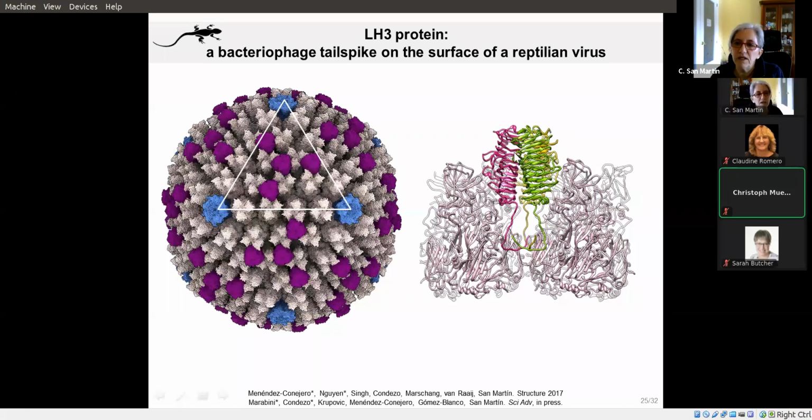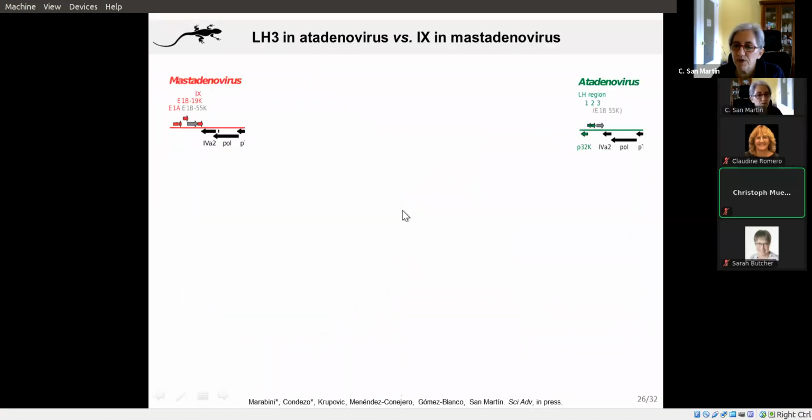And let me remind you that LH3 is substituting for protein 9, and it is occupying the same sites in the capsid where the protein 9 triskelion is found in the human and other mammalian adenoviruses. So let's compare LH3 with protein 9.